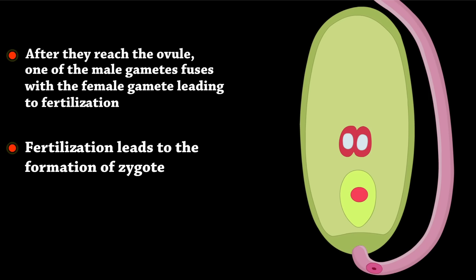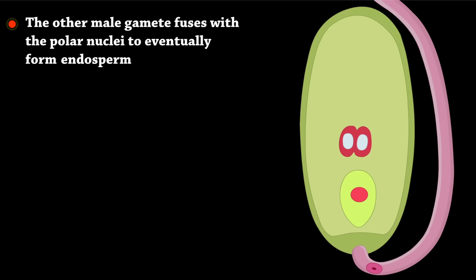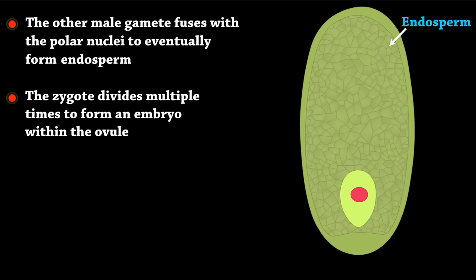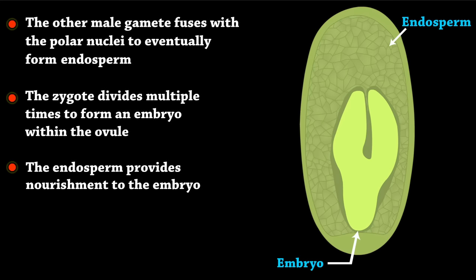Fertilization leads to the formation of zygote. The other male gamete fuses with the polar nuclei to eventually form endosperm. The zygote divides multiple times to form an embryo within the ovule. Endosperm provides nourishment to the embryo. Eventually, the ovule develops and turns into a seed.